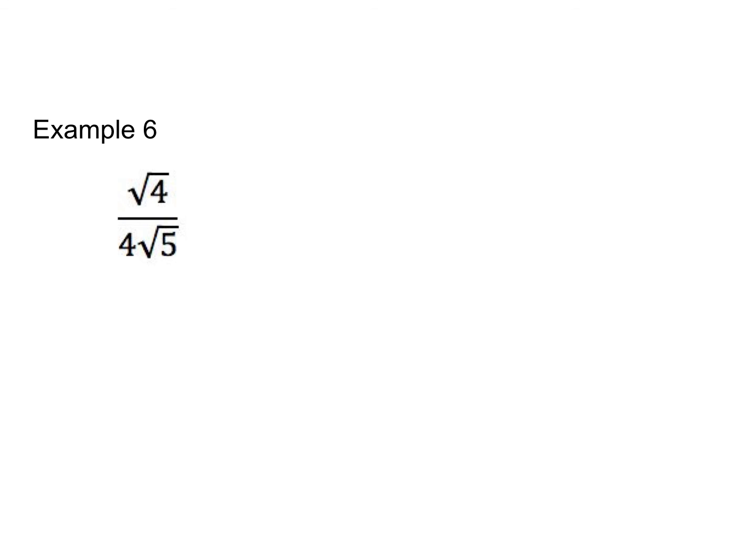Here is example number 6. So again, I can look at it and go, oh, square root of 4, that's 2. On the bottom, I still have 4, and then square root of 5. Can I simplify square root of 5 any further? Not really. All right. So I have 2 over 4.